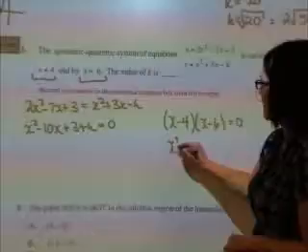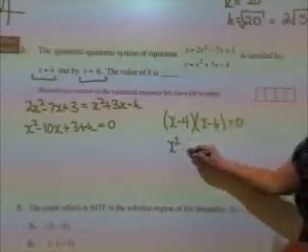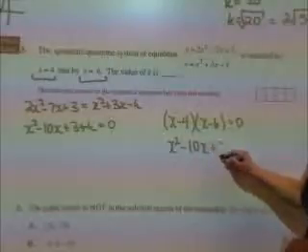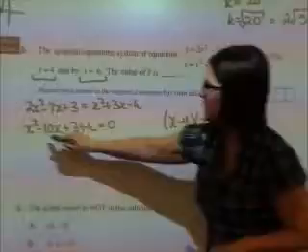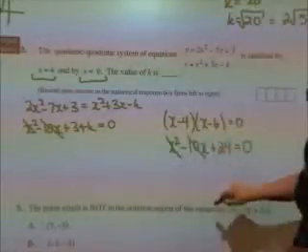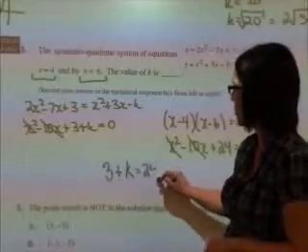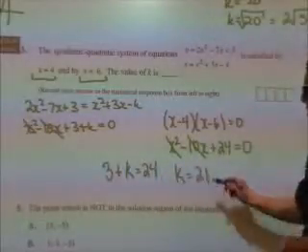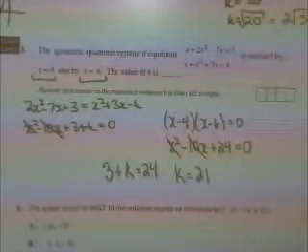So if I expand this out, x squared, negative 6x, negative 4x, plus 24. So this is the same. This is the same. So I now have 3 plus k equals 24, which means k would equal 21. Does that make sense?